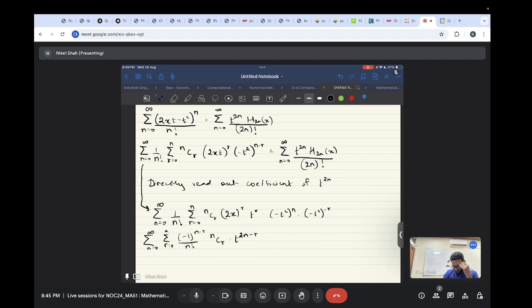Even though this method worked out, I'm not very convinced how this works out. So here basically there are two summations. On the right hand side, there is n equal to 0 to infinity. Basically, I'll tell you what my confusion is: H2n of x divided by 2n factorial. Here n is going from 0 to infinity. It can take any value.